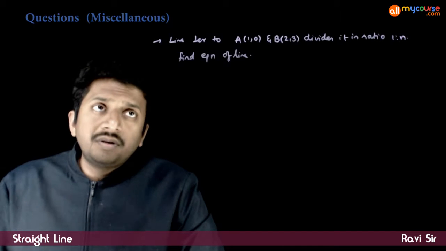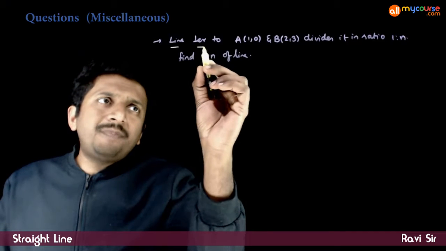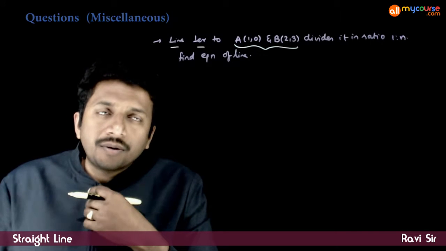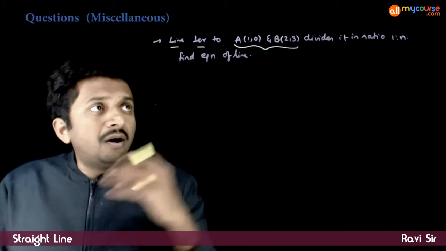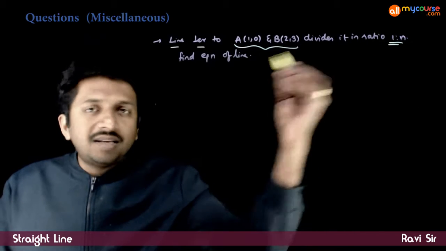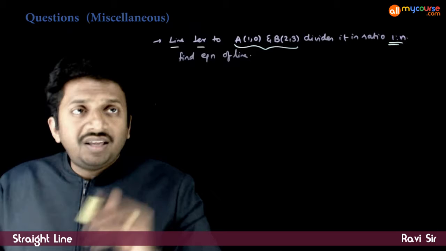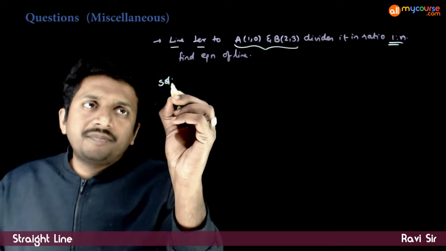In this question, you're given that the line perpendicular to the segment joining A(1,0) and B(2,3) also divides the segment in the ratio 1:n. In that case, what is the equation of the line?